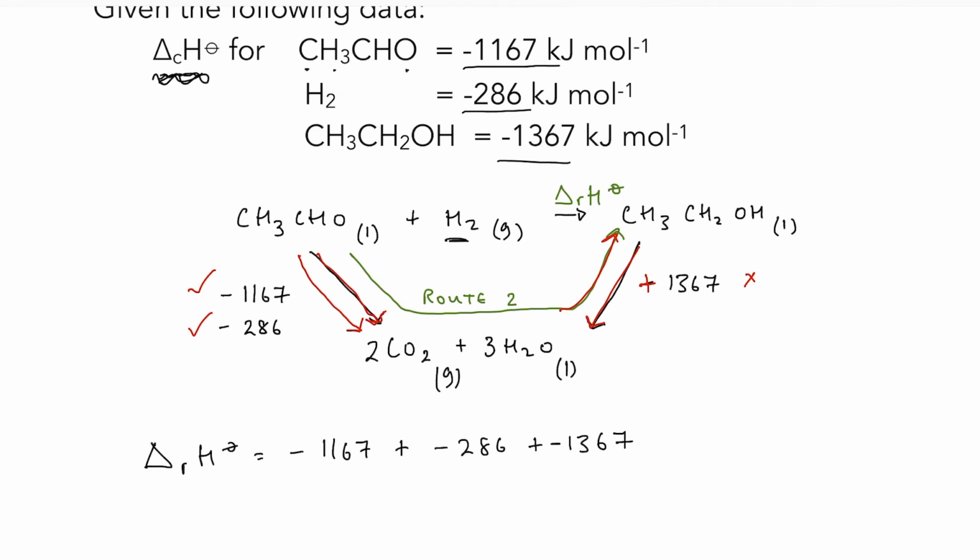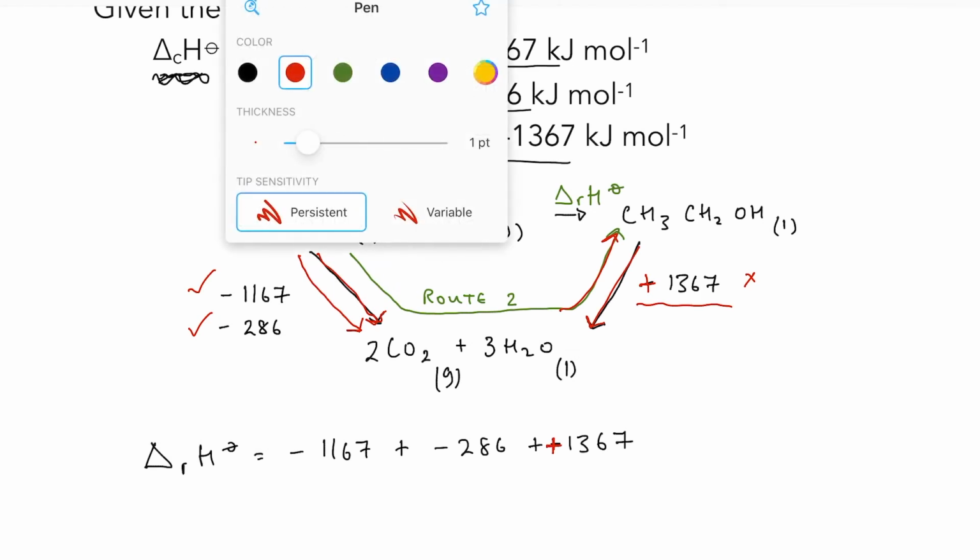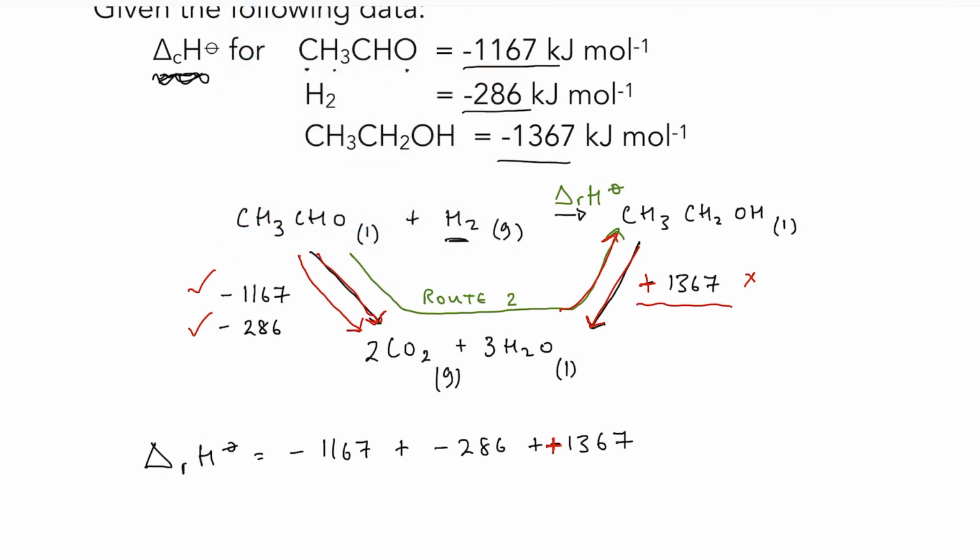So if I change the number up here, I then change the sign on the number in my calculation. And then I plug it directly into my calculator. So minus 1167 plus minus 286 plus 1367. And that comes out to be minus 86 kilojoules per mole.